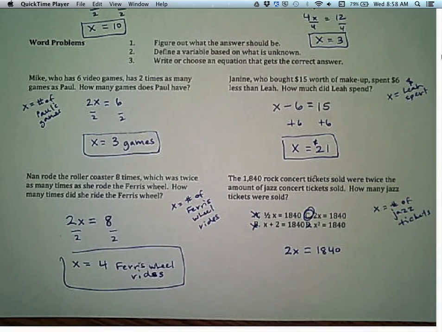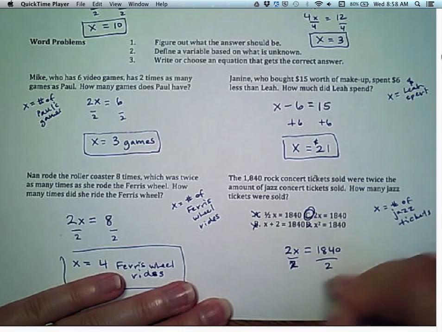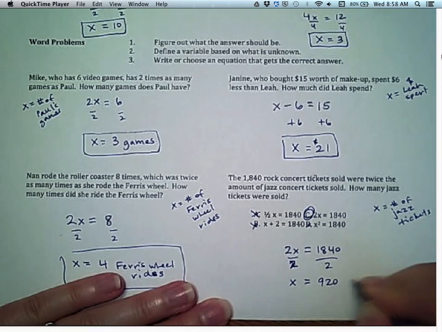So being able to choose that multiple choice option is also important for us. So x equals 920 jazz tickets.